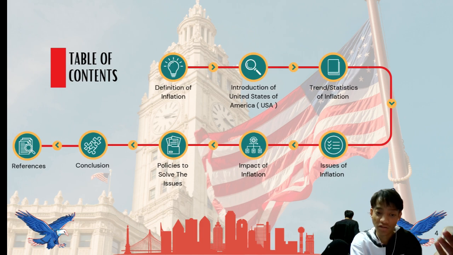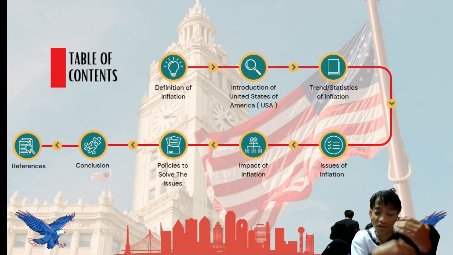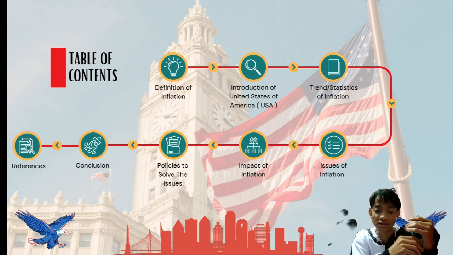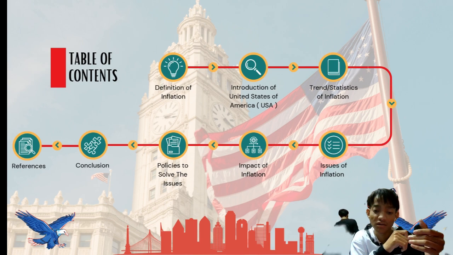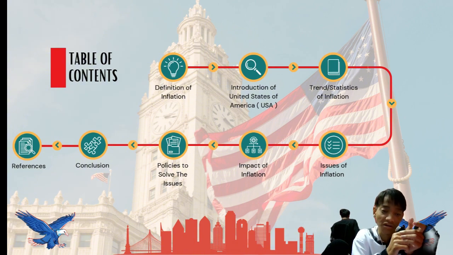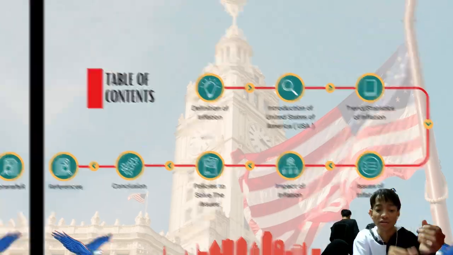So we're going to keep moving on, and it's the table of contents. The first one is the definition of inflation, where I explain what inflation is, what it means, and everything. The second is the introduction of the United States of America, or USA. The third is the trend or statistics of inflation in the USA. The fourth is the issues of inflation. The fifth, the impact of inflation. The sixth is the policies to solve the issues of inflation. The seventh is the conclusion, and the last one is the references, where all the info I get is from magazines, news, journals, and everything else.